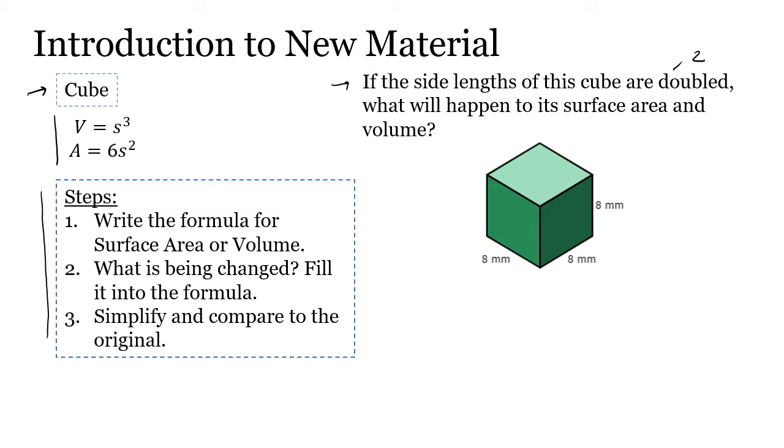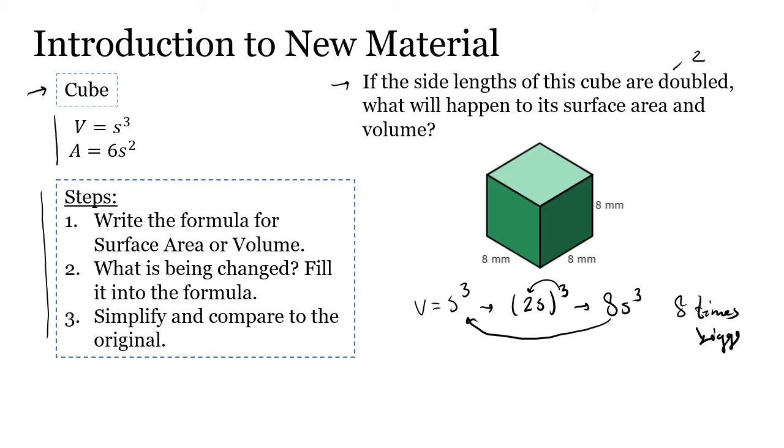So step 1, write the formula. Let's start with volume. So volume is going to be s cubed. Now step 2, what is being changed? Fill it into the formula. Well, the side lengths are all doubled, so this is now going to become (2s) cubed because each side length is now 2 times bigger. Step 3, simplify and compare to the original. Now I've got to take this cube and do it to the 2. 2 cubed is 8, so now I have 8s cubed. Now if I compare this to the original, you see that it's 8 times bigger. So that's going to be my answer here. The volume is 8 times bigger.